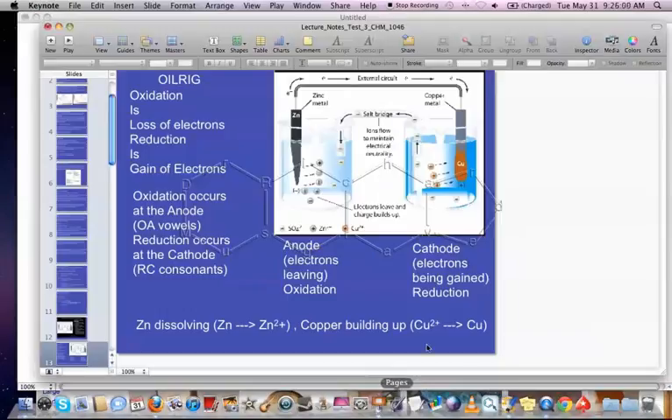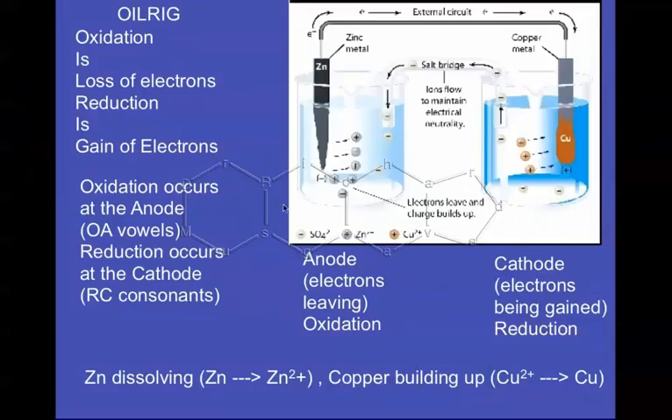Alright, let's look at one other thing here. We've got two parts of the electrode, one we call the anode and one we call the cathode. The anode is the electrode at which oxidation is occurring. The cathode is the electrode at which reduction is occurring. And the way we can remember that is anode and oxidation both start with a vowel, and cathode and reduction both start with a consonant. So that's a good way to remember that.